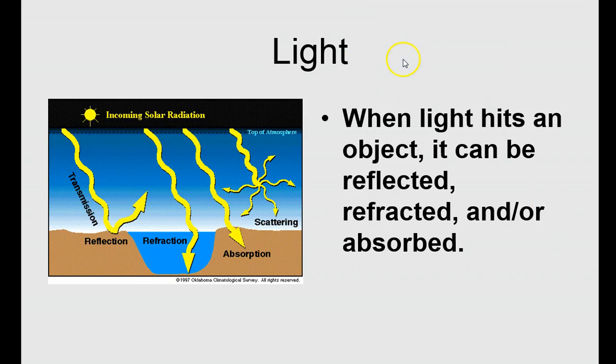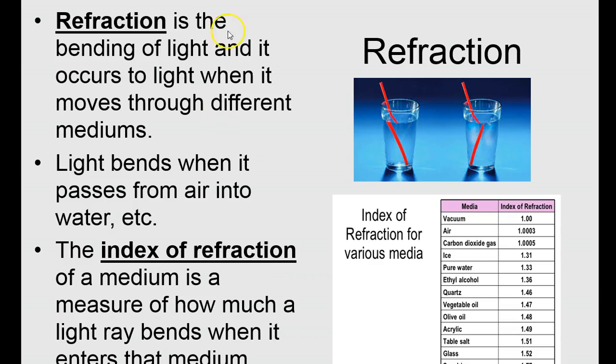When we talk about the visible light spectrum, when it hits an object, it can be reflected, meaning it bounces off. It can be refracted, meaning it's bent, or it can be absorbed into whatever it's hitting. So let's talk about refraction first, because we just talked about reflection with mirrors.